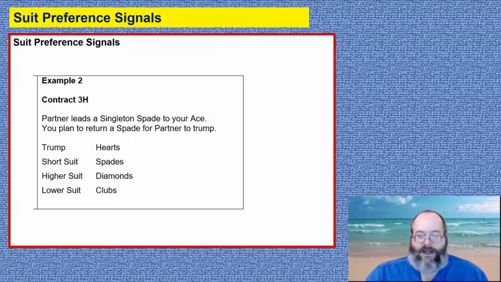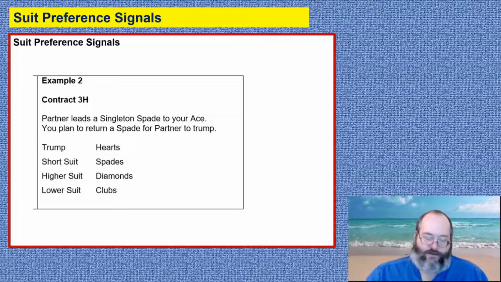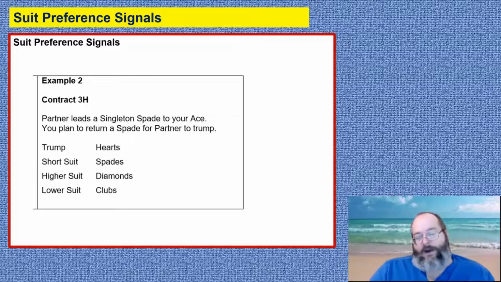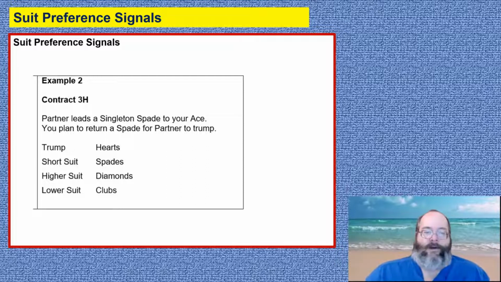So that's the idea that you're going to have to work through. What is the trump suit? It's not going to be that. What is the suit I'm leading? It's not going to be that. What are the remaining 2 suits? Which one is higher? Which one is lower?